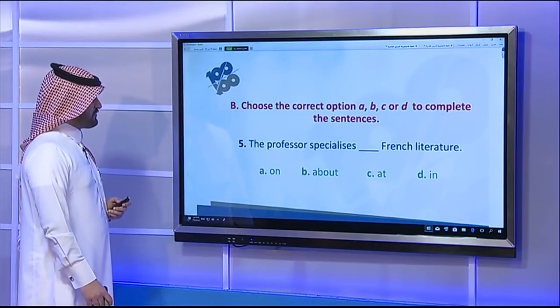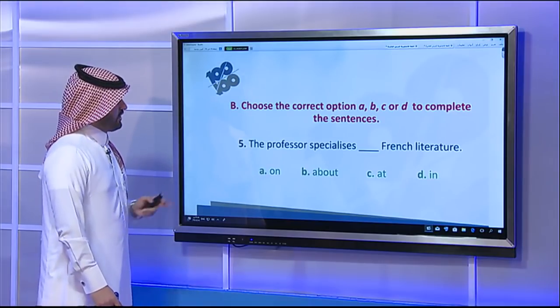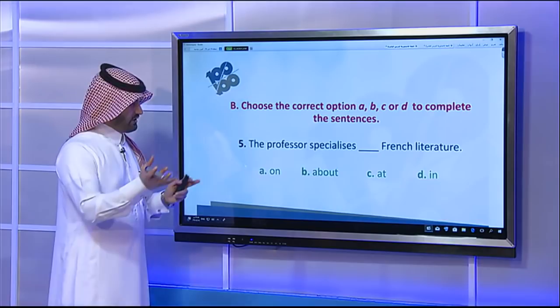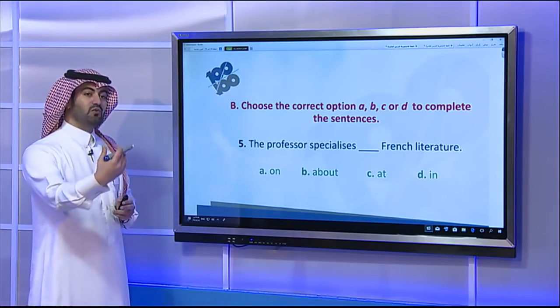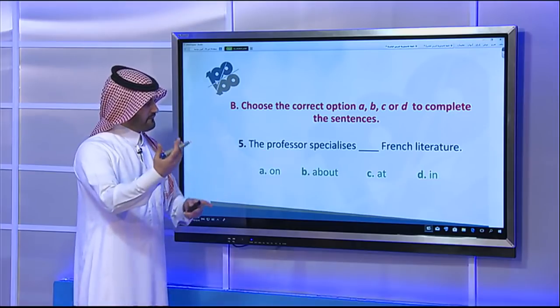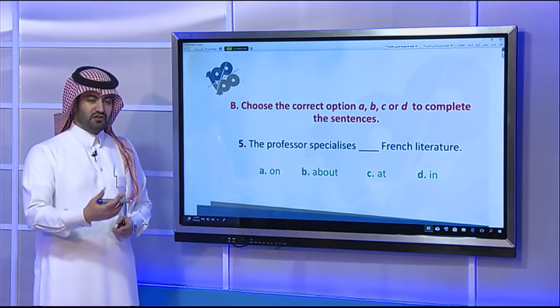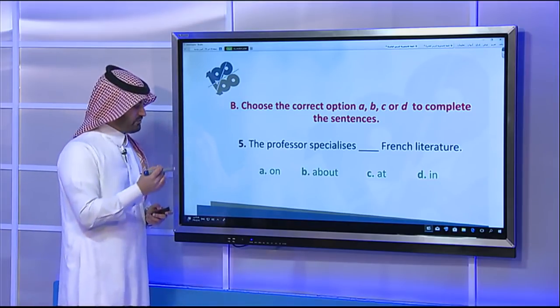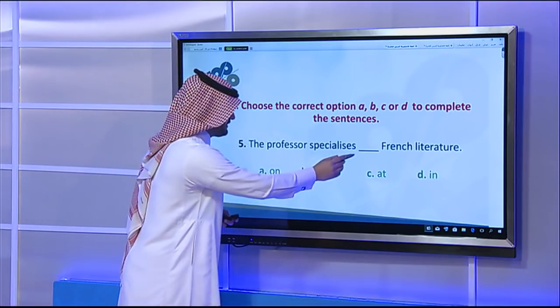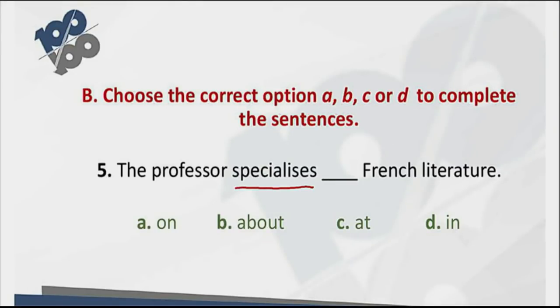Now let's move to number five. The professor specializes on French literature, or specializes about French literature, or specializes at French literature, or specializes in French literature. Okay? There is a lesson with a phrasal verb. Some verbs come with a specific kind of preposition. As we know here, specialize, his major at university, French literature, الأدب الفرنسي. So, what do I need here? What is the correct preposition? Is it on? Is it about? Is it at? Is it in? I have to look at the verb here, specialize, and I have to remember these verbs come with a specific preposition.